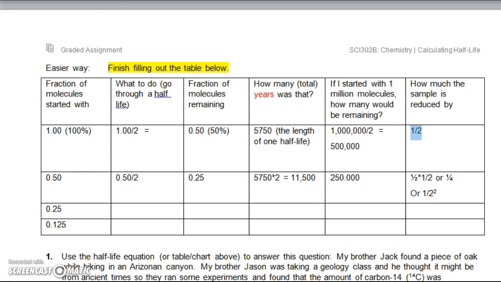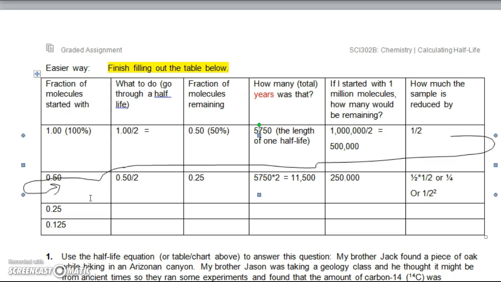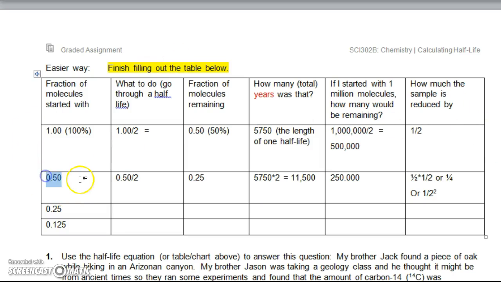Now, the next row, you basically have to imagine an arrow saying, okay, now that we're done with this row, let's go over here and start the next row. Okay, so we're finishing this up and then we're going to keep going. So now we're starting with 50%, divided by 2. What do we have left over? 25%. How many years would that take? Well, each half-life is 5,750. There were 2 half-lives, so that means 11,500 years have gone by.